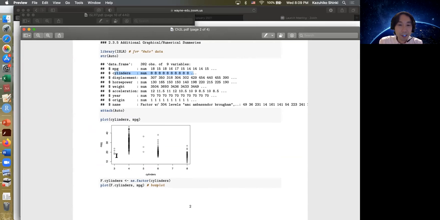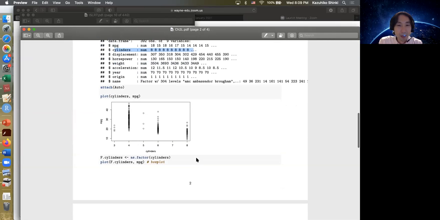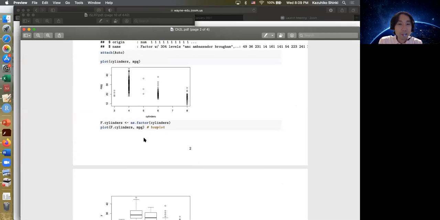But the number of cylinders, I would say this is categorical because it can only take 3, 4, 5, 6, and 8 in this data set. So we can make it a factor of cylinders. So the R variables have some categories. One is numeric, one is character, but also the factor.